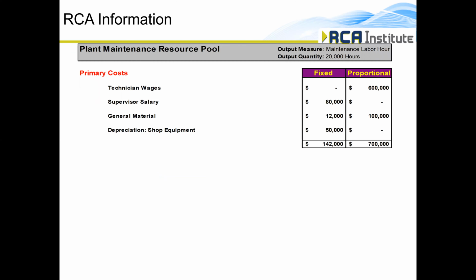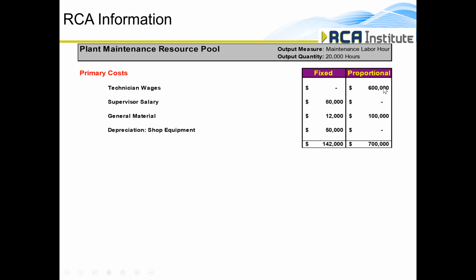What does this look like on a spreadsheet, just so you can get a sense of it? So first, we have a plant maintenance resource pool. Its output quantity is 20,000 hours of maintenance labor hours. So we look at the resources that are within this resource pool. We have technician wages, supervisor salary, general material, and some depreciation. And we're not going to talk about this, but RCA has particular ways of handling depreciation to reflect the idea of theoretical capacity.